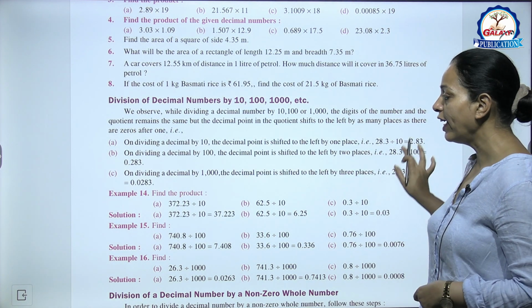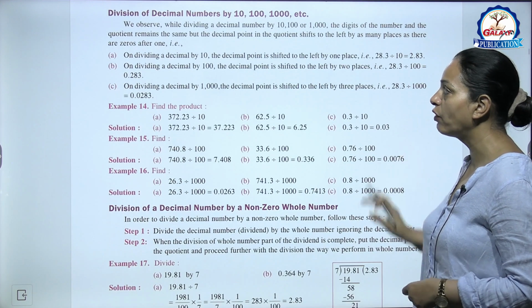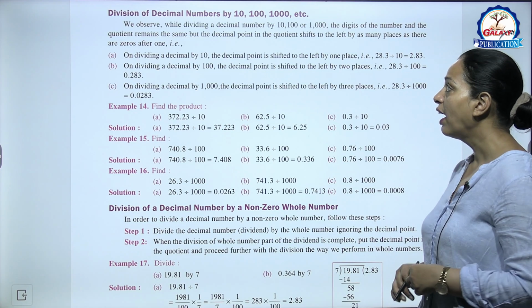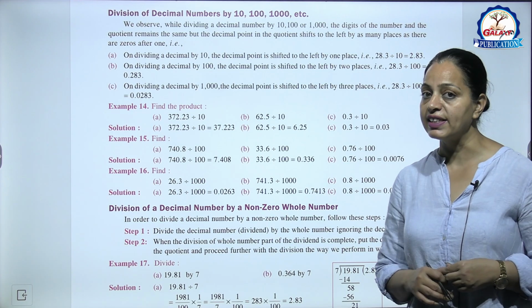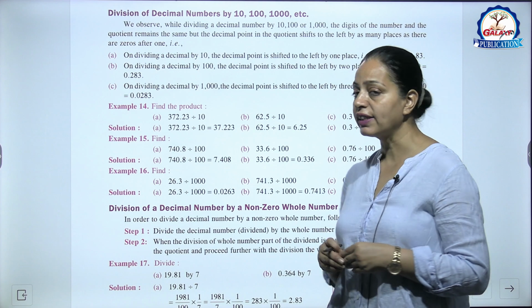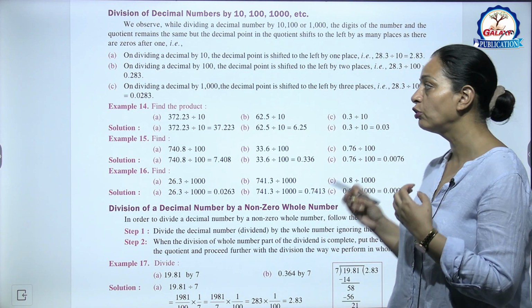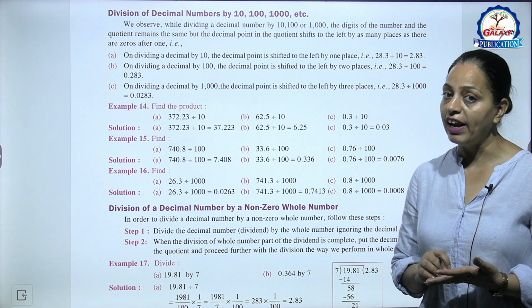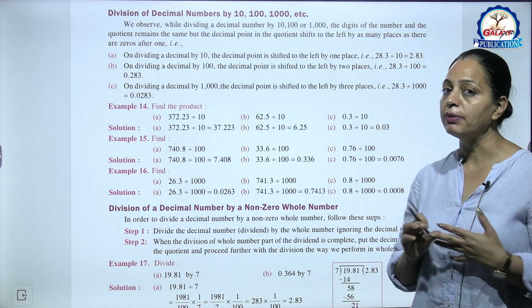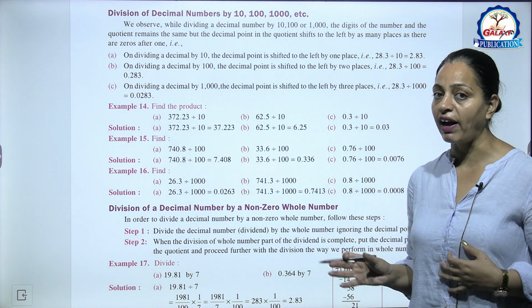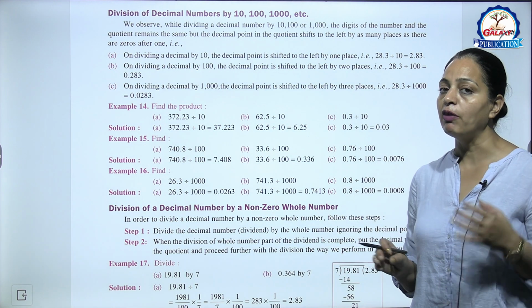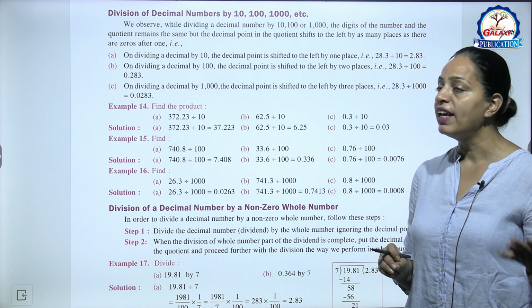Now the next we are talking about division of decimal numbers by 10, 100 and 1000 etc. अब हम जब divide करेंगे then what to do, we have to shift decimal towards left side. Multiply में हम decimal shift करते हैं towards right side. Here division में we have to shift decimal towards left side.